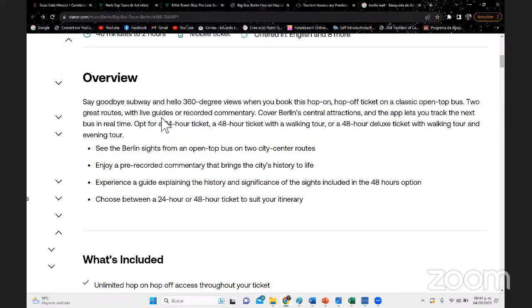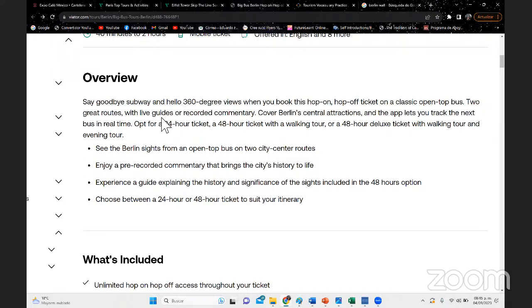Yes, the overview. Say goodbye, subway, and hello, 360-degree views. When you book this hop-on, hop-off ticket on a classic open-top bus, 2 great routes with live guides or recorded commentary, cover Berlin's central attractions, and the app lets you track the next bus in real time. Opt for a 24-hour ticket, a 48-hour ticket with a walking tour, or a 48-hour deluxe ticket with a walking tour and evening tour.